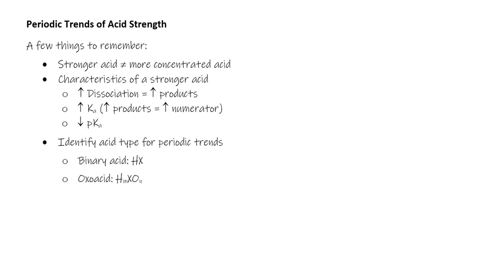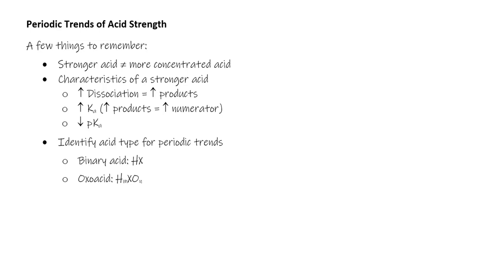For a weak acid, we can think about the mass action expression. For a stronger acid, the numerator of the mass action expression is larger, and a stronger acid leads to a higher value of Ka. A higher value of Ka corresponds to a lower value of pKa. Ka and pKa are inversely related.